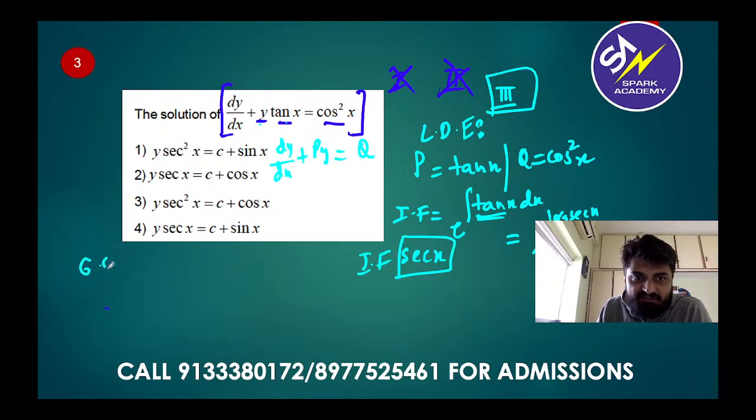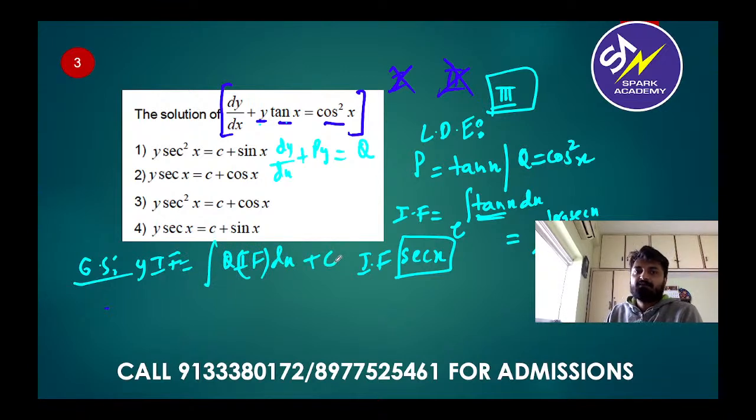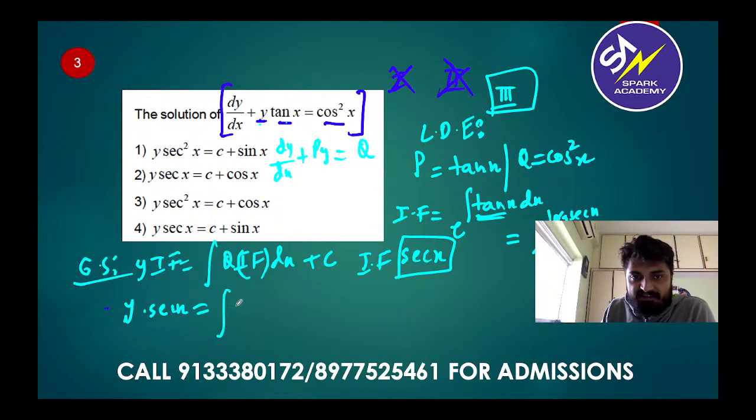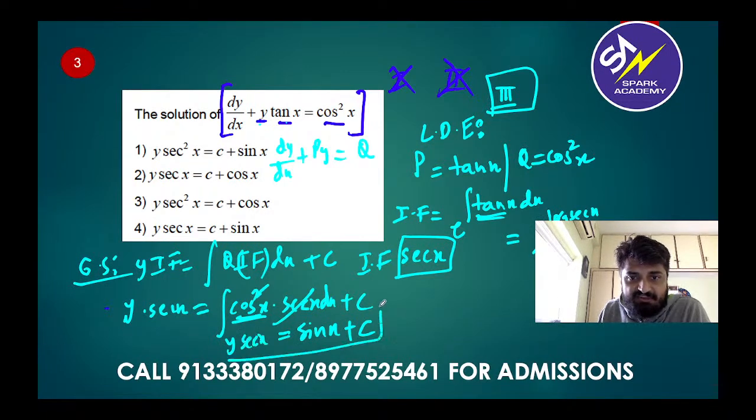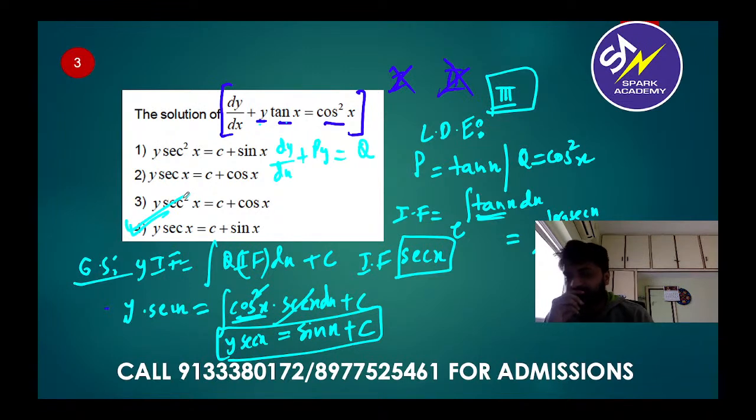So what is the general solution? y into integrating factor equals integral q into integrating factor dx plus c. So y into secant x equals integral q, which is cos square x into secant x dx plus c. Secant and square will get cancelled. Integral cos is nothing but sin x plus c. So basically we will get final answer as y secant x equal to sin x plus c, which is fourth option. Is it clear, everybody?